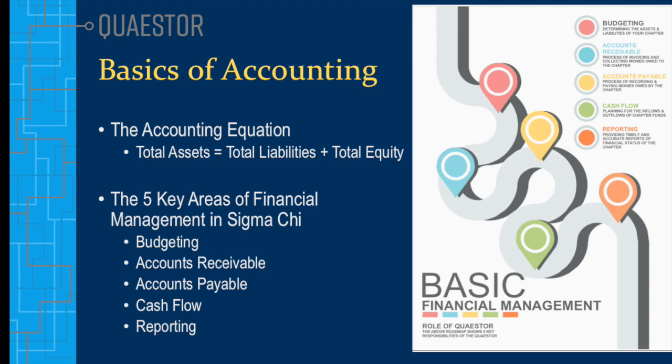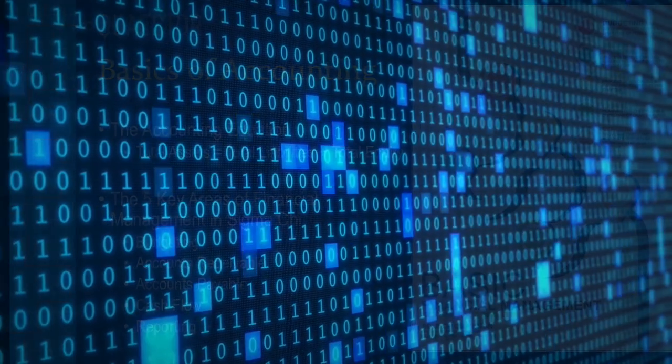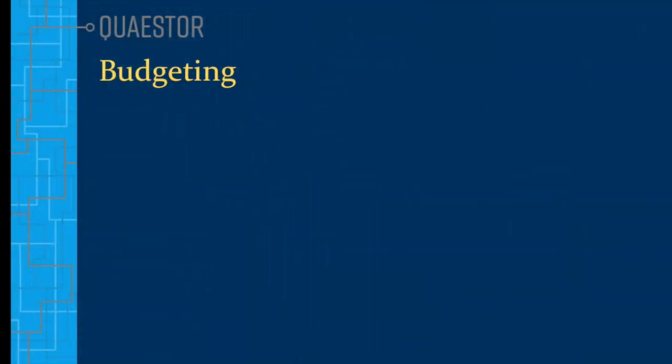We begin with budgeting, or determining the assets and liabilities of the chapter. We move to accounts receivable, where we invoice and collect money owed to the chapter. Then to accounts payable, where we use monies collected to settle payables owed by the chapter. We can then assess inflows and outflows of cash to determine our cash flow needs. And finally, we can evaluate reports generated by those processes. Let's look at these 5 areas a little closer.